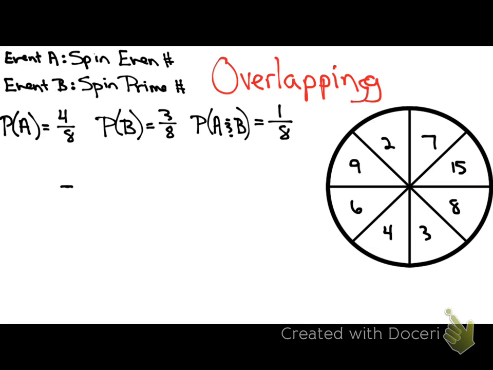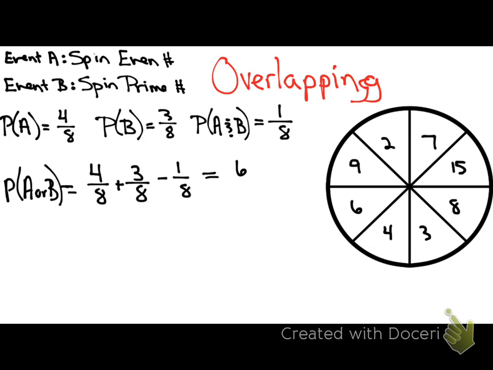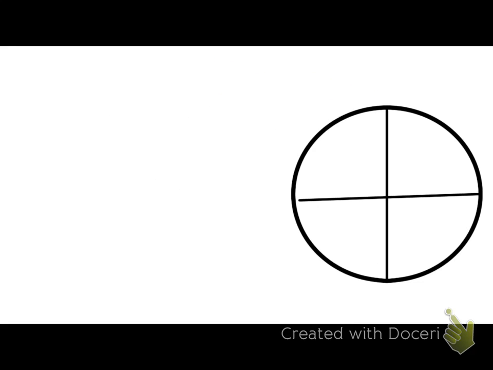All right, so now, what do I write in parentheses before the equal sign? A or B. A or B equals, what do I write now? 4/8 plus 3/8 minus 1/8 equals 6/8, which is 3 over 4, 3/4, or 75%. All right? Okay, any questions on calculating probability with overlapping events?